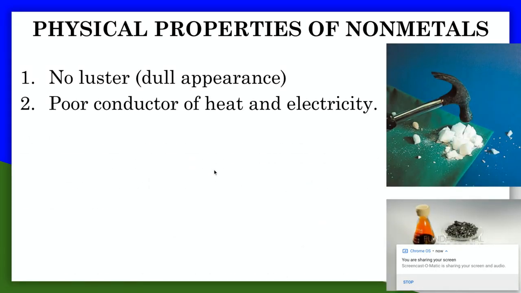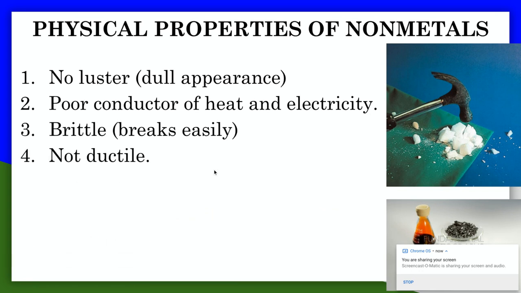Some physical properties of nonmetals are quite the opposite of metals. They don't have luster. They're dull in appearance. They are not good conductors of heat and electricity. They are brittle, and they're not ductile. They're not malleable. They break apart into tiny pieces. They can't be bent easily.